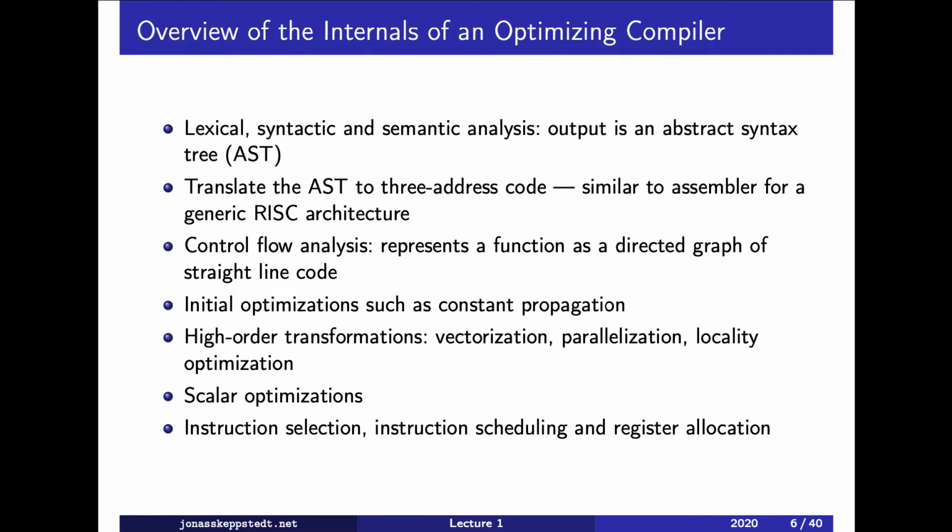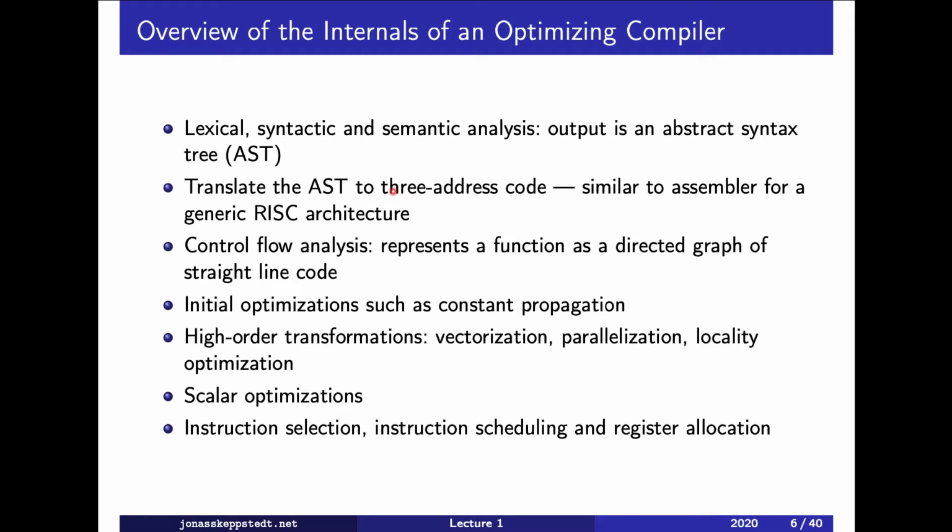And after that, we either do optimization or produce assembler code or machine code directly. For instance, in my compiler, I do not produce assembler code. Assembler code, that's a textual representation of machine code. But I skip that because it's not needed. It's easier to go from 3-address code directly to the machine code.